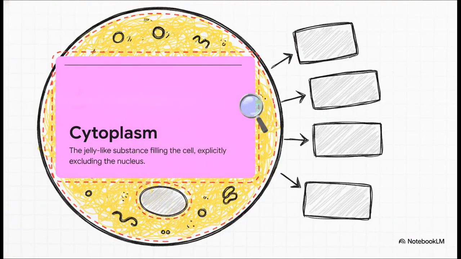Okay, so the cytoplasm is the jelly-like substance that fills the cell, explicitly excluding the nucleus. Take a look at the boundary we're drawing here on screen. Notice how we've got a strict dimensional line? The central nucleus is completely grayed out. So everything inside that outer membrane, but specifically outside the nuclear envelope, that right there is our factory floor.